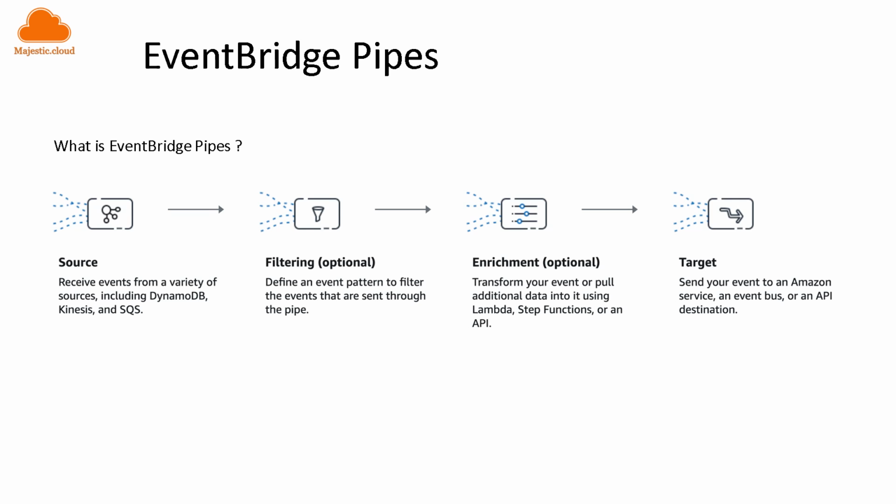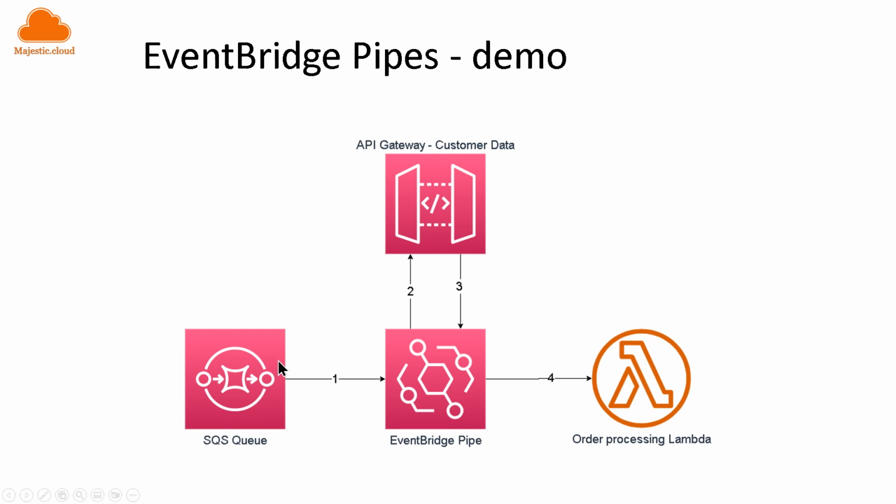Imagine you get a customer ID, but you also need some additional details about that customer, such as the shipment address. You can add such an enrichment step in the pipe and retrieve the additional data you need, and then send the whole thing to the target where the order will be processed. So let's actually see a pipeline in action.